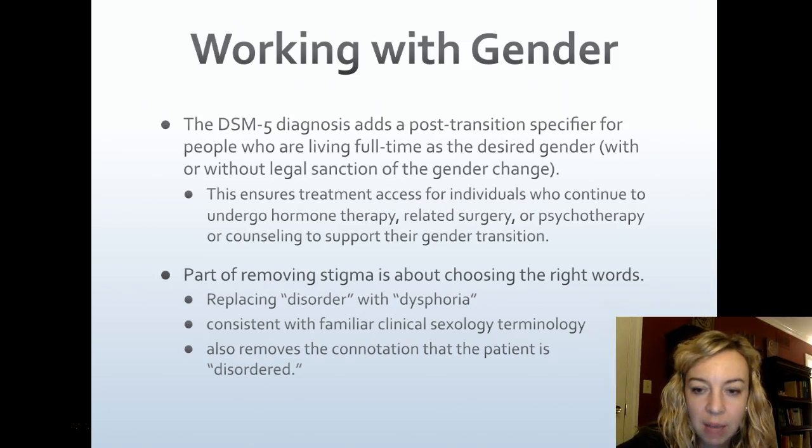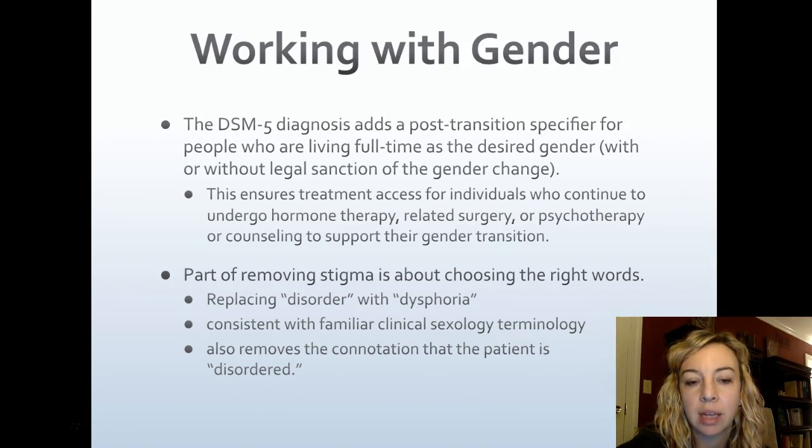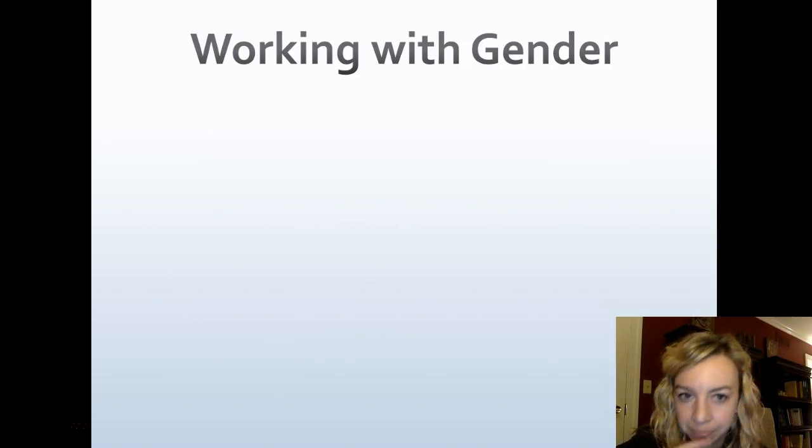There's a lot to say about decreasing the stigma. One of the things that happened with the DSM-5 is that disorder was replaced with dysphoria, and this is helpful because we're no longer saying that folks who are transgender have a disorder. We're saying it's a description of an experience that these folks have. Right, so no longer is the person ill, right, that they're experiencing something that is causing distress, and there's something that we can do to help them with that. It's not that they're disordered.